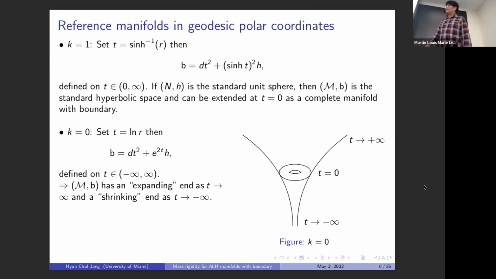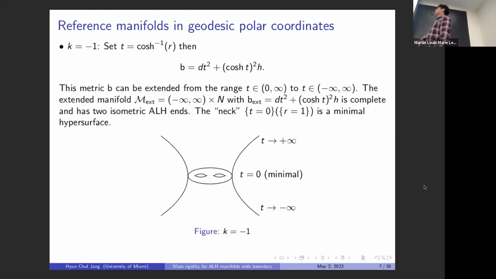When k equals zero, one can use the coordinate change t equals ln r. Then you get the metric form dt squared plus e to the 2t times h, which makes this a hyperbolic cusp. But we have this hyperbolic cusp with an expanding end as well. For our purpose, we are going to use this hyperbolic cusp as our infinity, not the finite volume example.